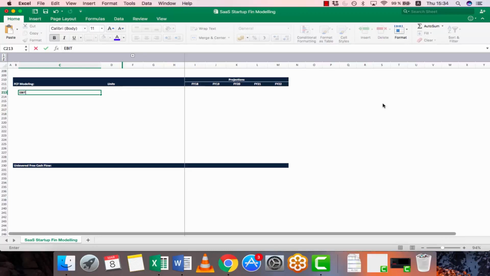Let's start with the first element, it's EBIT. Then we will have to adjust for effective tax rate. Then go the adjustments for non-cash charges. And in our case, it's very simple. It's just depreciation and amortization.